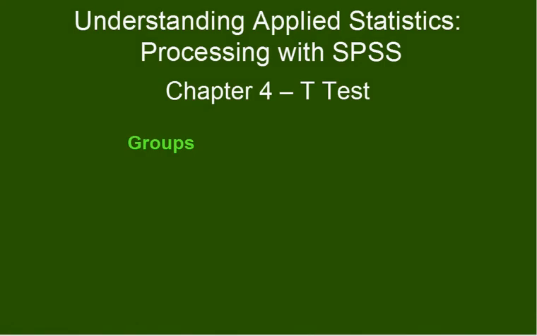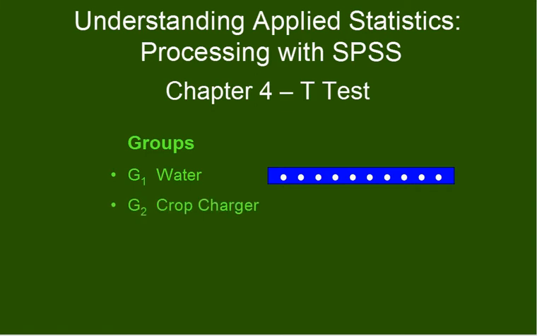For our example, let's consider an agricultural experiment, a two-group study. Group 1 will plant a row of corn, 10 stalks, and will feed it water. In Group 2, we'll use a promising new growth agent called crop charger. We'll plant a separate row, 10 stalks of corn, and we'll administer crop charger. We'll measure the heights of each row after a month and see how they do in height. We'll see if there's a statistically significant difference between the means from Group 1 and the means from Group 2. Let's take a look at how this will process in SPSS.